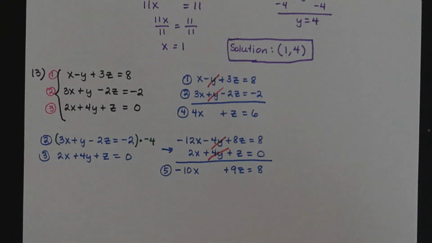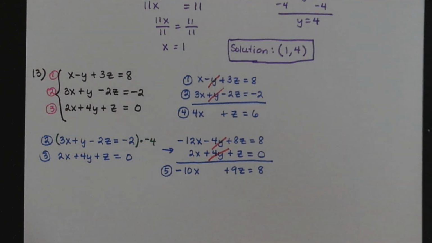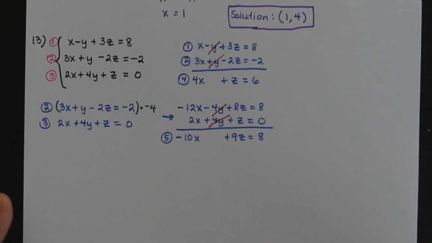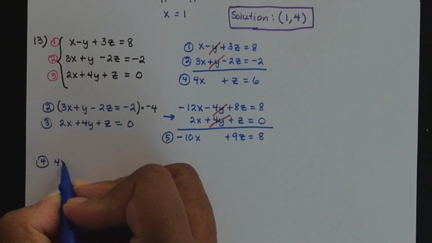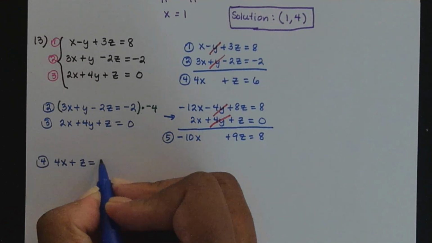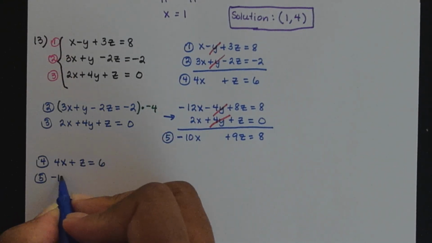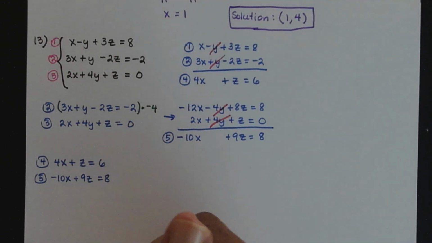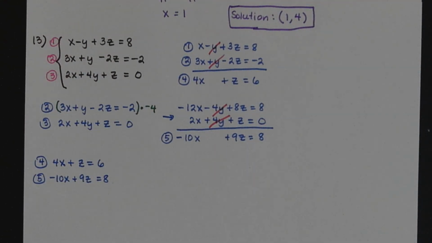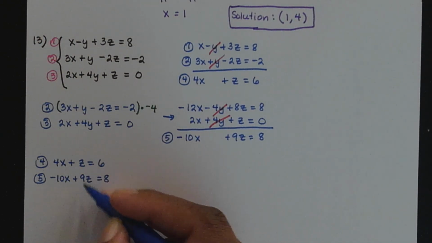Okay, so now, equations 4 and equation 5 are in 2 variables, x and z. So here's equation 4, that's 4x plus z is equal to 6. Equation 5 is negative 10x plus 9z is equal to 8. So from those two equations, which variable would you like to eliminate, the x or the z? Well, let's eliminate the z, because all I have to do there is just multiply one of those equations by a non-zero number.